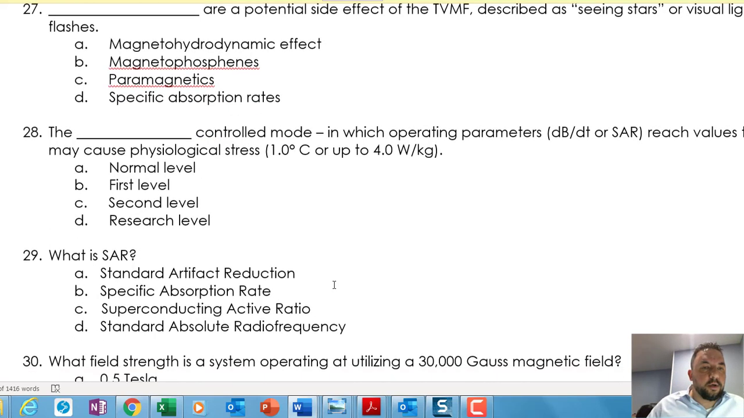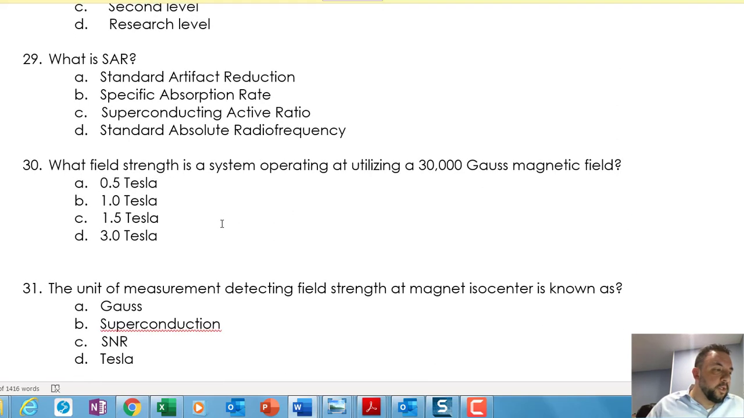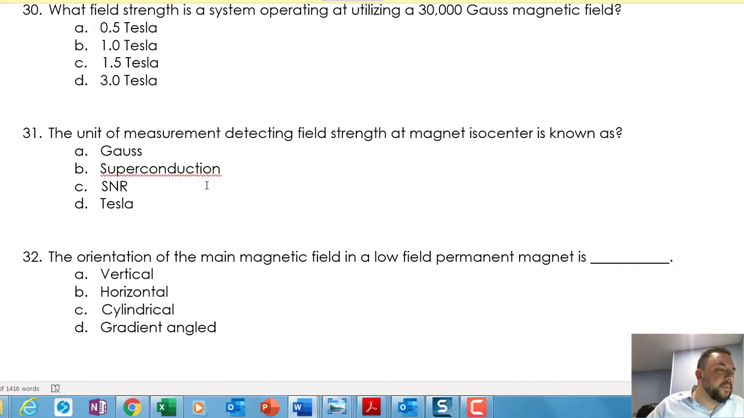29. What is SAR, specific absorption rate? 30. What field strength is the system operating at 30,000 Gauss? That would be 3 Tesla. Why? Because it's 1 Tesla for every 10,000 Gauss. The unit of measurement for detecting field strength at isocenter, in the center of the magnet, center of the system, is measured in Tesla. 31 is D. 32.